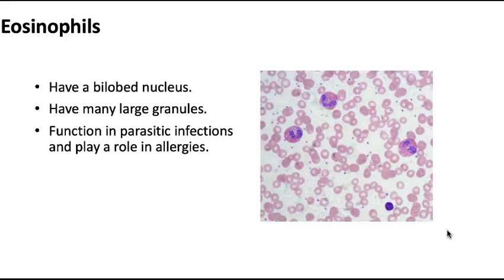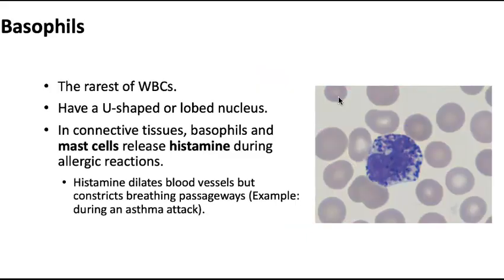Next up are our eosinophils, and you can see the red granulations in the cell here, here, and here, and we see that their nucleus is bilobed. Their job is to function in parasitic infections, and they also play a role in allergies. Our basophils are pictured here with their large blue granules. They are the rarest of our white blood cells, and they have a U-shaped or lobed nucleus. In our connective tissues, our basophils and mast cells are going to work together to release histamine during allergic reactions.